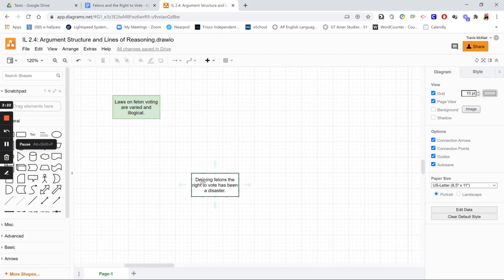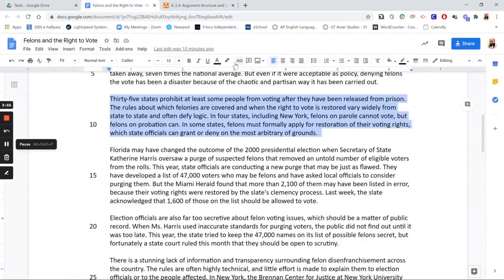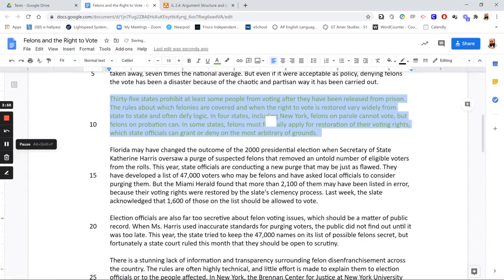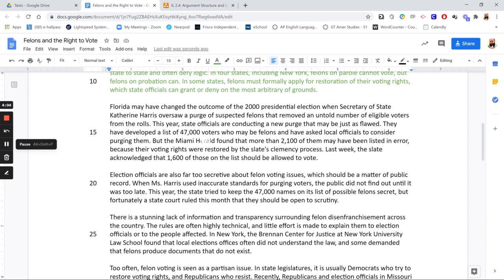So this is what I came up with here: laws on felon voting are varied and illogical. Typically, again, that's technically making 2 separate claims, saying that they are varied, and it's also saying that they are illogical. But the way that paragraph is developed, it's really just treating these 2 ideas as one single idea. So I'm just going to add that as a box nearby the primary claim that I've established, and I'm going to color it green. And I'm just going to color code this paragraph to go along with it. That will help me trace what I've done so far. All right, let's take a look at the next paragraph here.